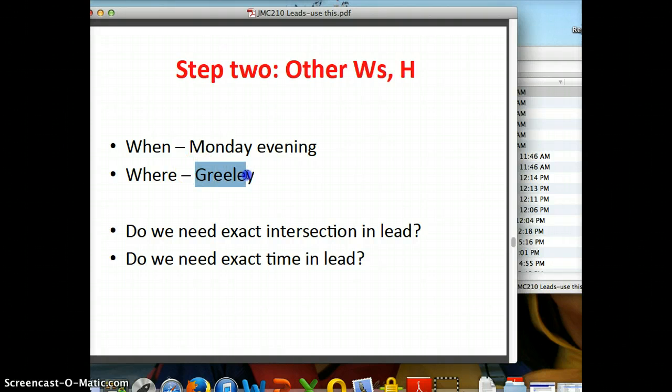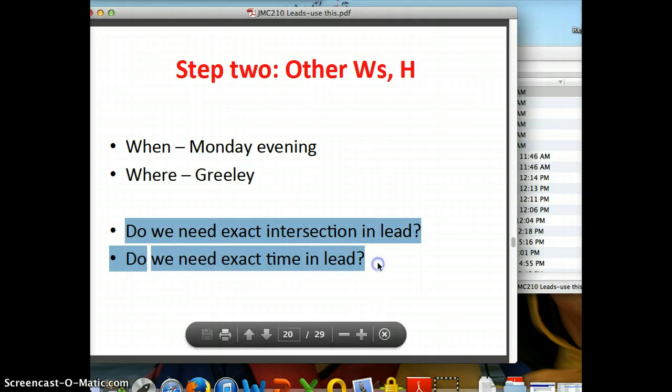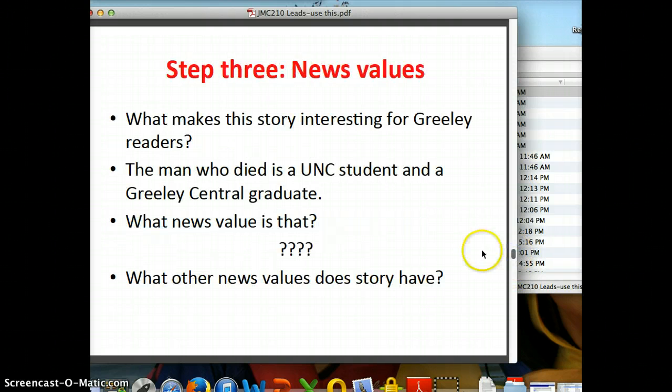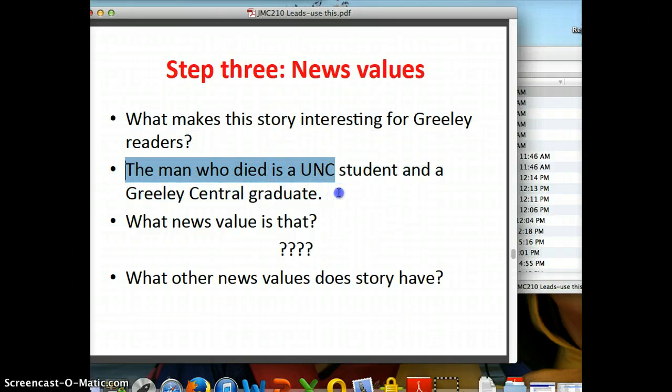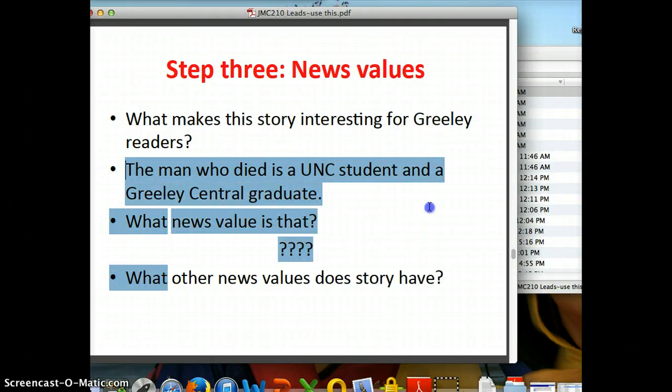We don't need the exact intersection in the lead. We don't need the exact time in the lead. Okay, that stuff will come later in the story. So what makes this interesting for Greeley readers? Think of the news values. Proximity. The man who died was a UNC student and a Greeley Central graduate. Of course, I just told you that's the proximity news value.